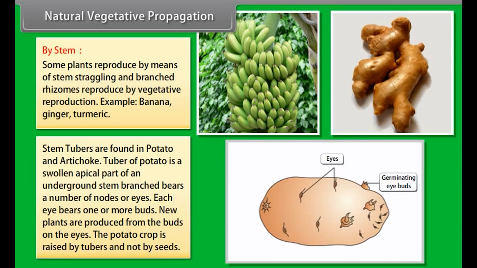Each eye bears one or more buds. New plants are produced from the buds on the eyes. The potato crop is raised by tubers and not by seeds.